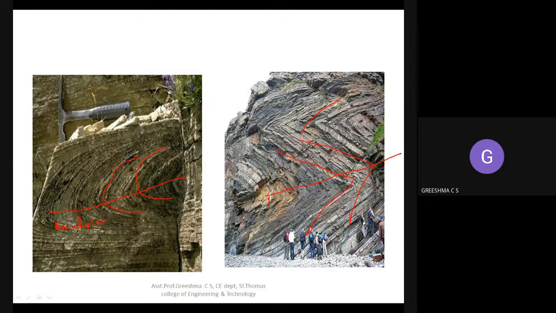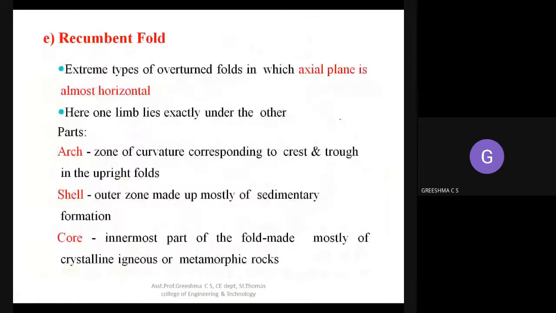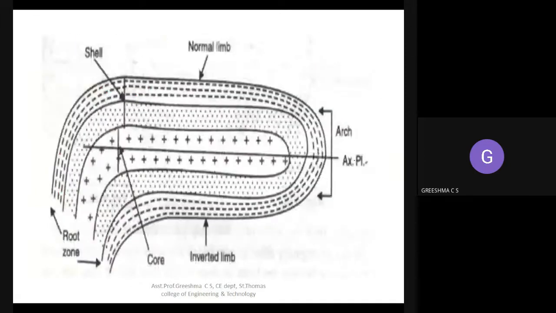Okay, so here also you can see this is the axial plane. If you see this structure, this is the axial plane, and this axial plane is horizontal. So these are a type of overturned folds whose axial plane is horizontal. Here also you can see this is the axial plane which is horizontal.